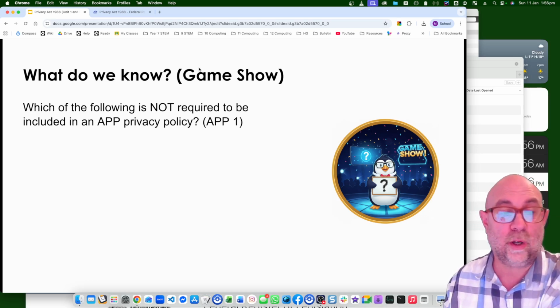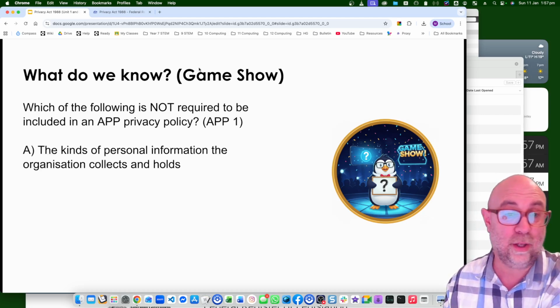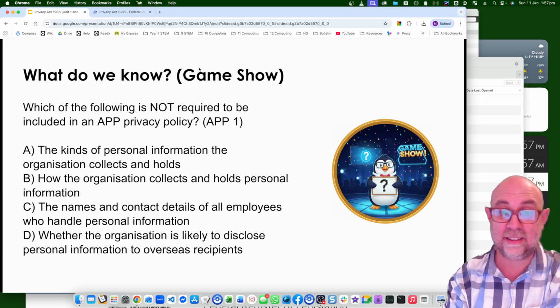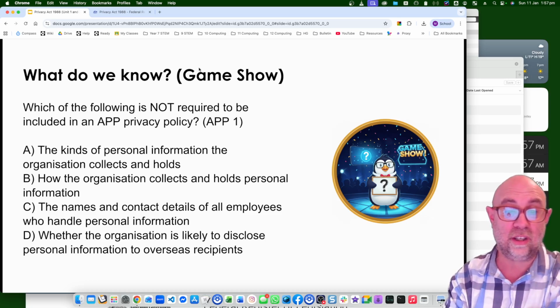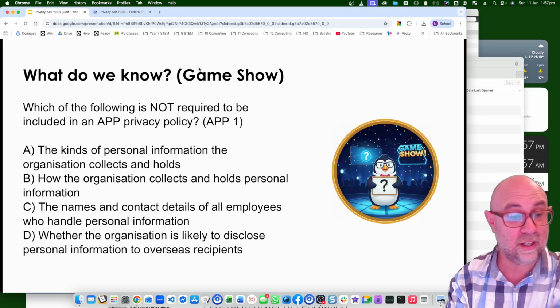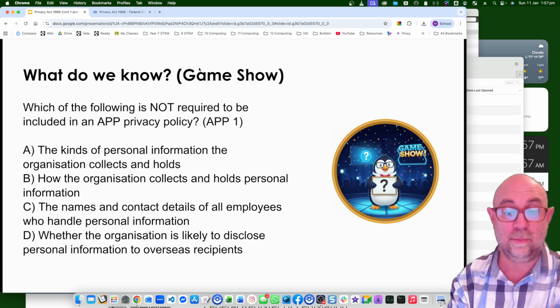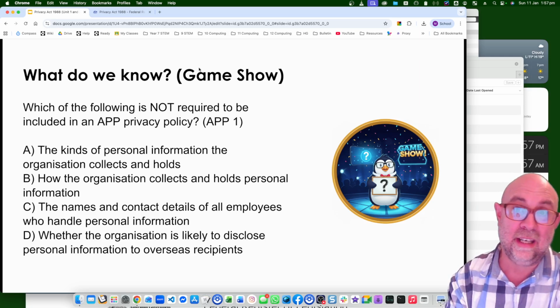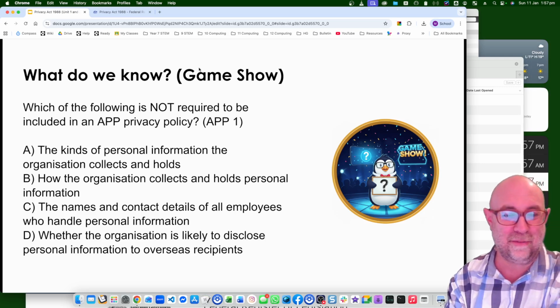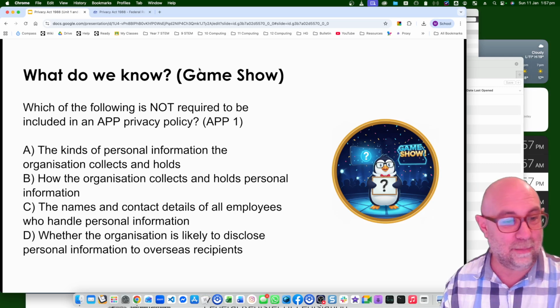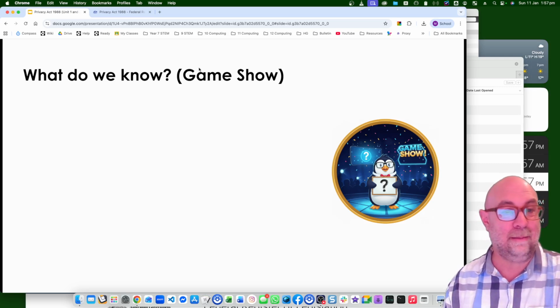Which of the following is not required to be included in a privacy policy? So, the kinds of personal information the organisation collects, should that be in the policy? How the organisation collects and holds personal information? The names and contact details of all employees who handle personal information? And whether the organisation is likely to disclose personal information to overseas recipients. So, A, B and D are all things that should be specified. C, no, you don't get to know the name of everybody who's going to have access to it, although I guess some people would like that, but that's not the state of play at the moment. So the correct answer is C, would not be in there.